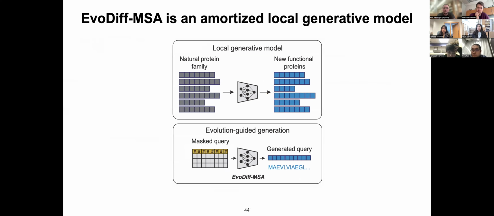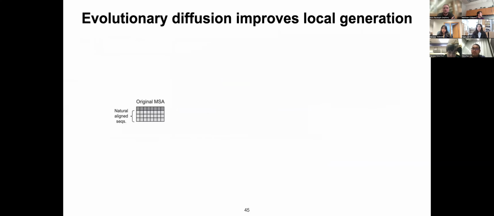Now, what's cool about this is that we have then accidentally almost created this amortized local generative model, where our inputs describe natural classes of protein families and then are able to generate new functional proteins within that class. So we come up with this idea of evolution-guided generation, where we can exploit the fact that the inputs are of related sequences and use that to generate new queries without having to do any additional conditioning on the model. So I'll walk you through this procedure. We take an MSA of natural aligned sequences.